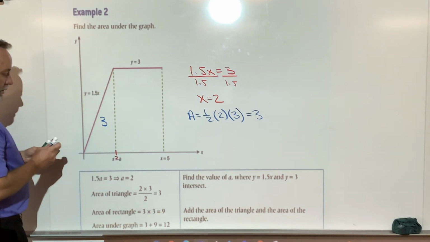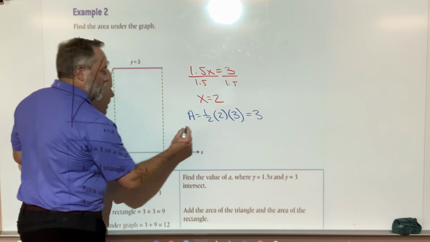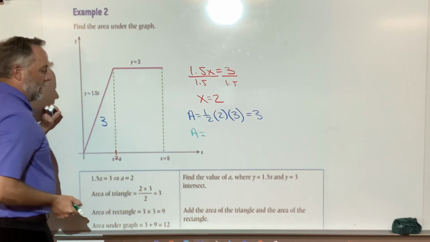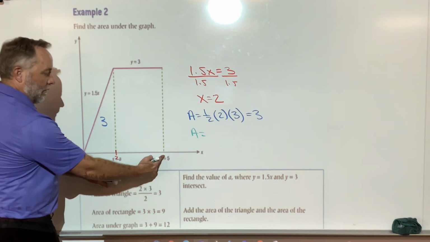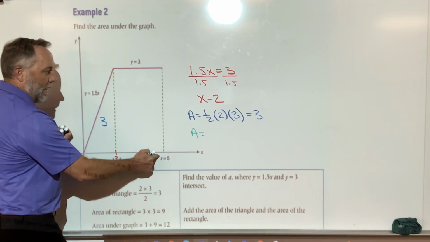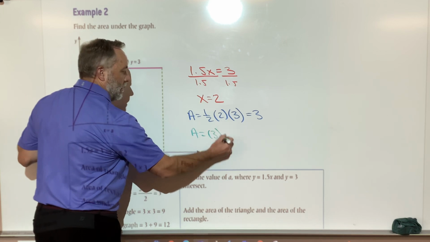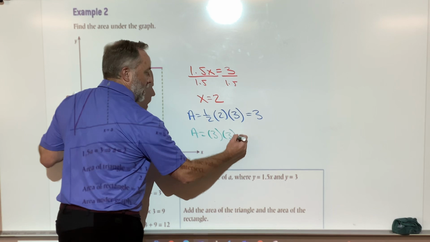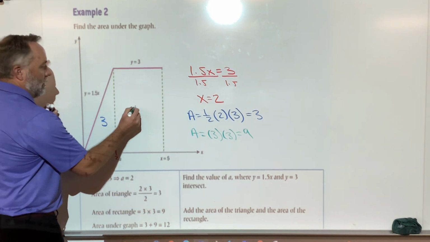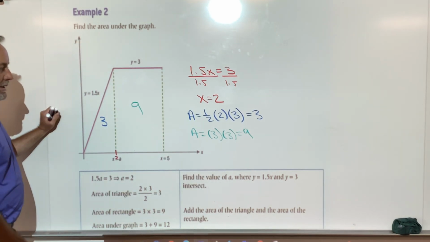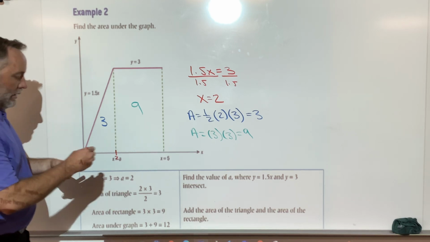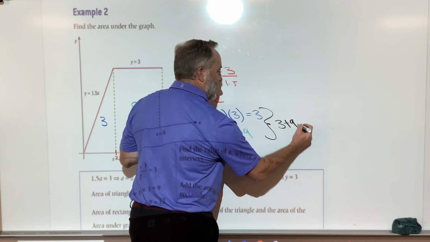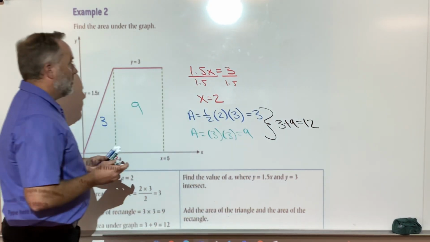Now we do the same thing with the rectangle. So now the rectangle, it's just base times height, or length times width, however you want to view that. What's the width of that rectangle? It goes from 2 to 5, so that width is 3. What's the height? It's also 3. So the area of that rectangle is 9. So that area is 9. So then our total area would just be those two shapes combined, 3 plus 9, to get us 12.